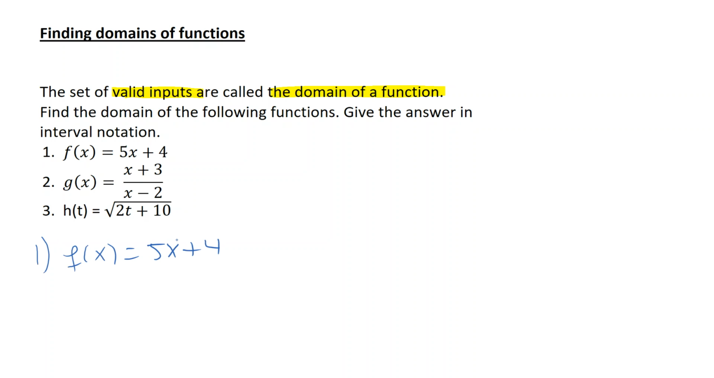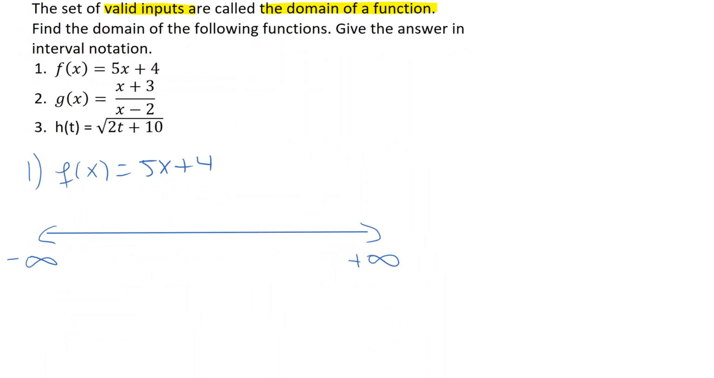So the input is called x, right? And the function is called f. And what this function does is multiplies the input by 5 and then adds 4 and then gives that as the output. In general, to find the domain of a function, we're going to start with all real numbers. So we start with all real numbers. Here will be negative infinity and here will be positive infinity.